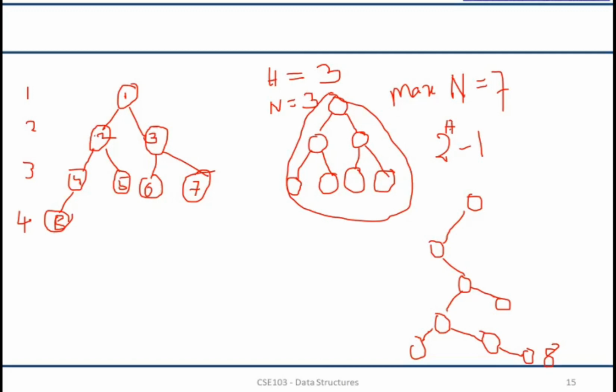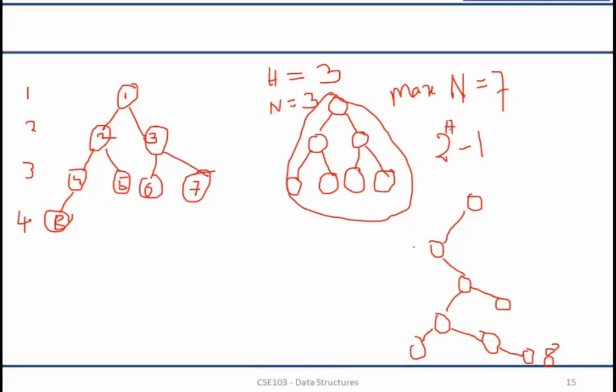Suppose you are taking node 2: the left side tree height is 2 and the right side is 1. So 2 minus 1 is 1. The same way, for 3, left side is 1, right side is 1, and 1 minus 1 is 0. For 4, the left side is 1 and the right side is 0, so 1 minus 0 is 1. For 5, 6, 7, it is 0.